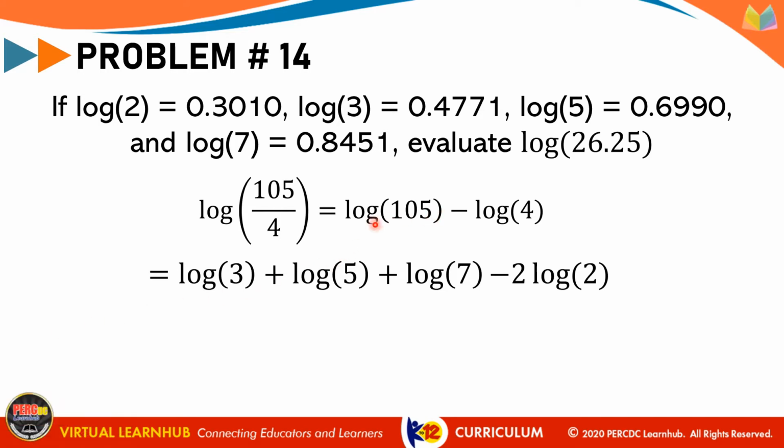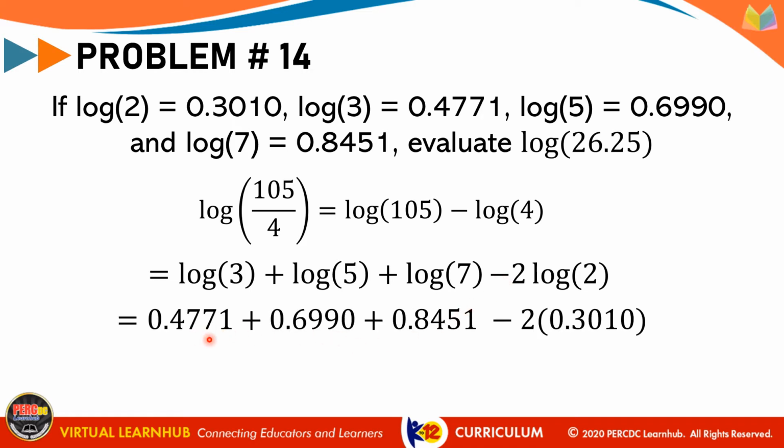Again, log of 105 can be expressed as log of 3 plus log of 5 plus log of 7, and log of 4 or log of 2 squared equals 2 log of 2. But since we have here a division, our operation will be minus. Using the values from the given, log of 3 is 0.4771, log of 5 is 0.6990, log of 7 is 0.8451, and log of 2 is 0.3010. Performing this, that is equal to 1.4192.